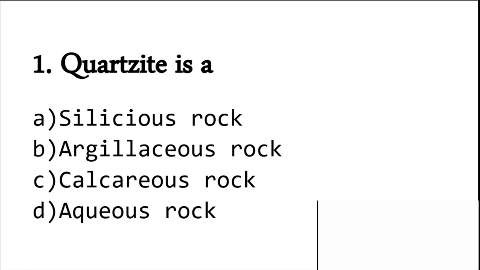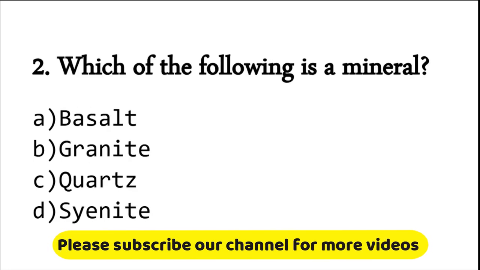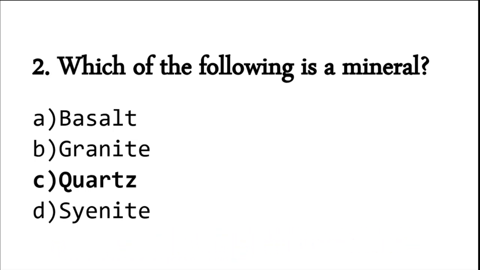So the first one is quartzite. It is a siliceous material, argillaceous material, calcareous material or aqueous rock. So quartzite is a siliceous material. Okay, so next is, which of the following is a mineral? Basalt, granite, quartz and syenite. So quartz is the mineral.